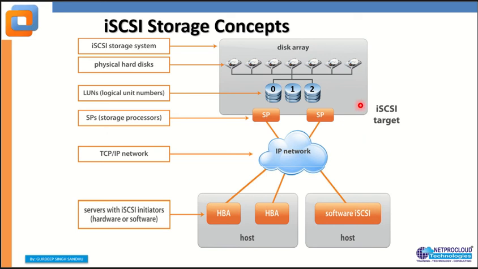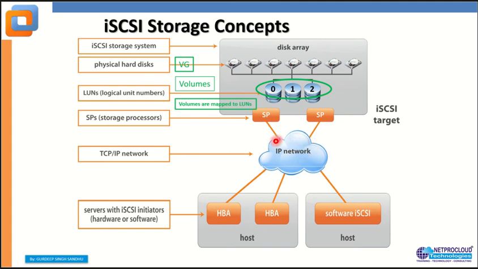So this is the logical diagram of the storage. There is a disk array, meaning the storage system, and these are the physical disks. From the physical disks, we create the LUNs, and these LUNs are presented to the storage processor, which acts like the iSCSI targets. From the physical volumes, we create the volume groups, and from the volume groups, we create the volumes, which are called the LUNs, like LUN 0, LUN 1, and LUN 2. These LUNs are presented to the storage processors, and these storage processors act like the iSCSI target.